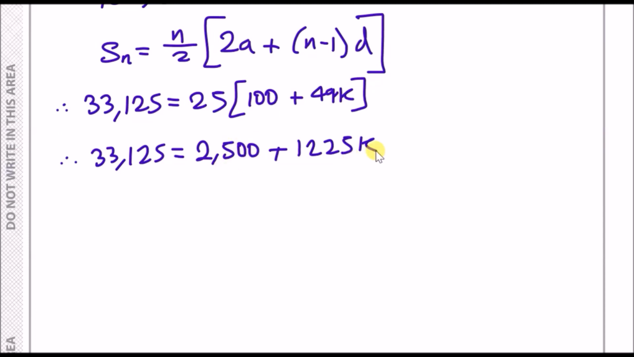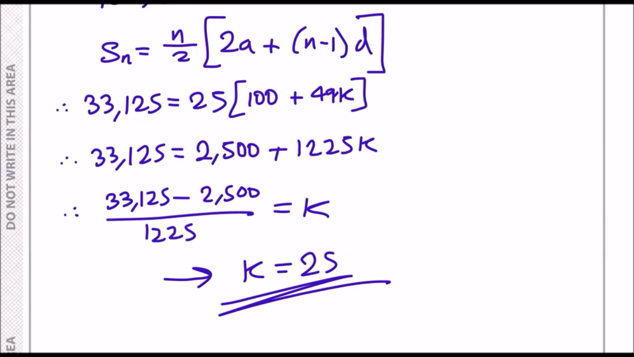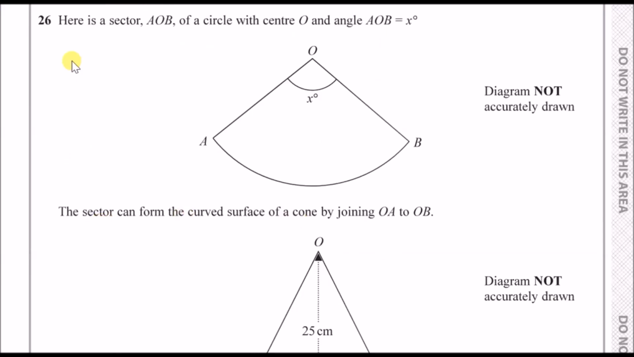Now all you have to do is rearrange and make k the subject. Instead of doing it step by step, you can just put this in your calculator. To get k, subtract this quantity and divide it by 1225. So it's 33,125 minus 2,500, and then divide that by 1225, and that should give us k. Putting this all in your calculator, you should get a k result, or a difference, of $25 per year. And that's it.